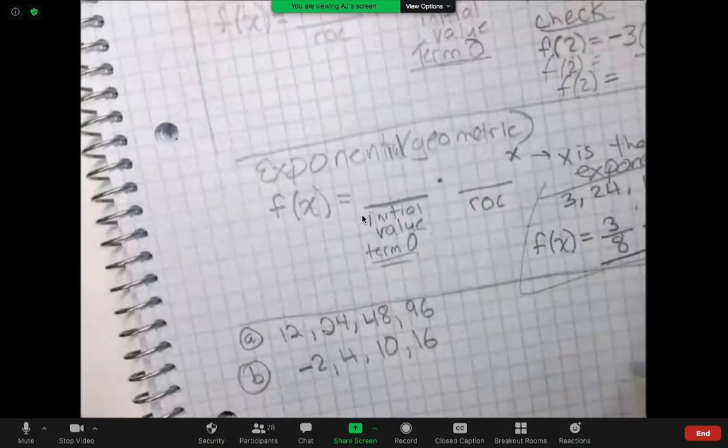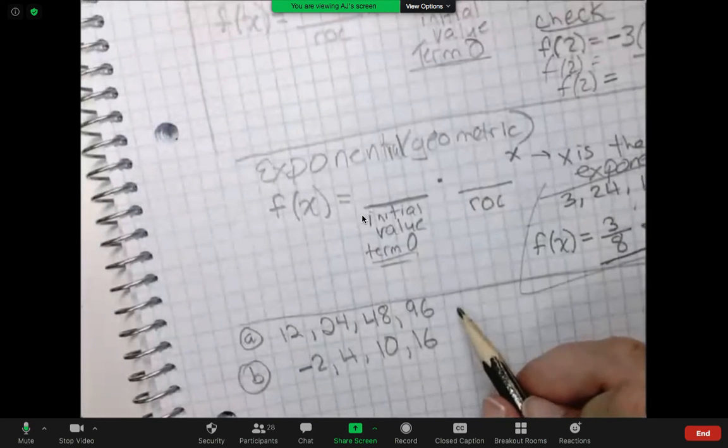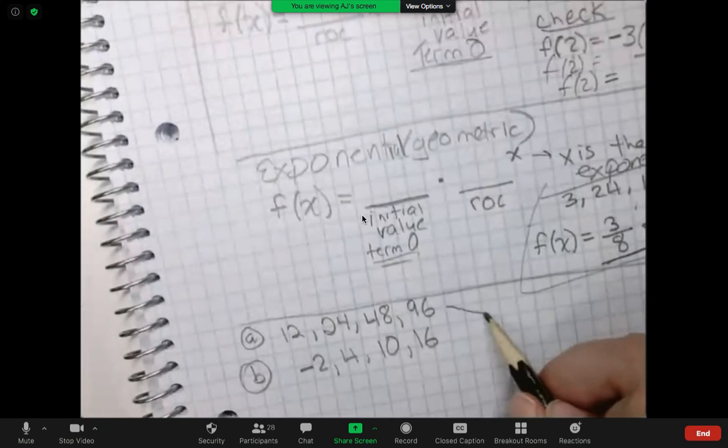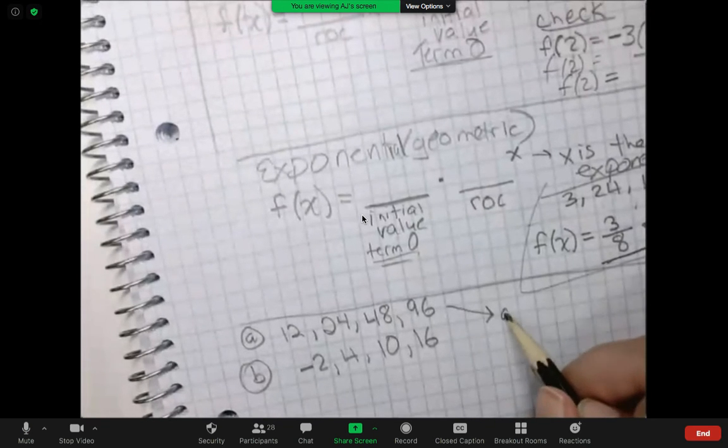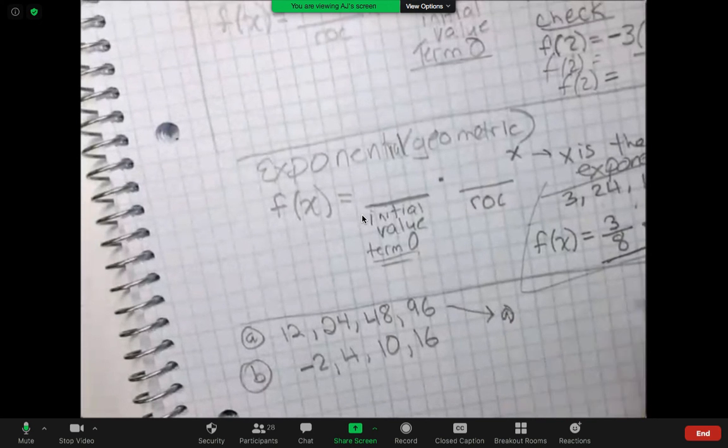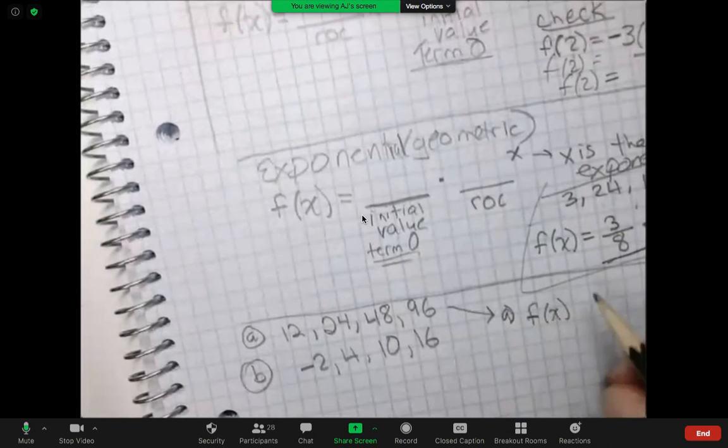Daisy, for the first one, was it linear or exponential? Linear. What was your rate of change? Times 2. That makes it exponential, right? Because it was a multiply rate of change. That's okay. So did you use the exponential formula though?